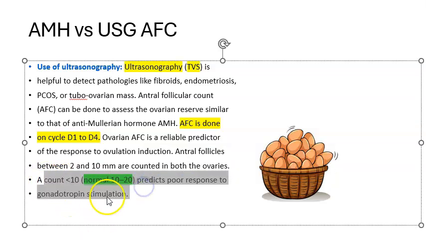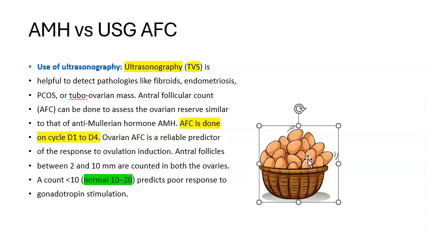How many follicles should be there? They are saying normal is 10 to 20. They didn't say per ovary or both. I think both together they should be 10 to 20. So this I think is a basket showing both the ovaries together. But in each there should be 10. Okay, that will be good.